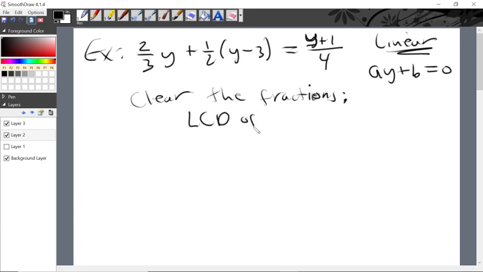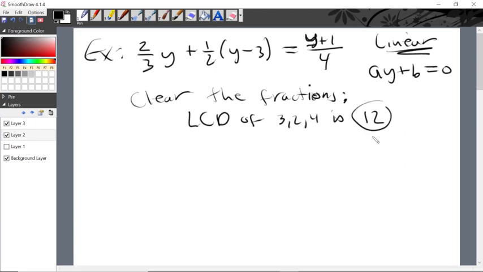The least common denominator of 3, 2, and 4 is the smallest number that's divisible by 3, 2, and 4. That's going to be 12.